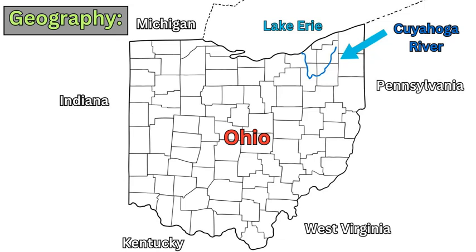The Cuyahoga River is located in northeastern Ohio, and Ohio is in the Midwest of America and also is part of the Rust Belt, in addition to Indiana to the west, Michigan to the northwest, Pennsylvania to the east, and West Virginia to the southeast. And this river also drains into Lake Erie, which is one of the Great Lakes of North America.